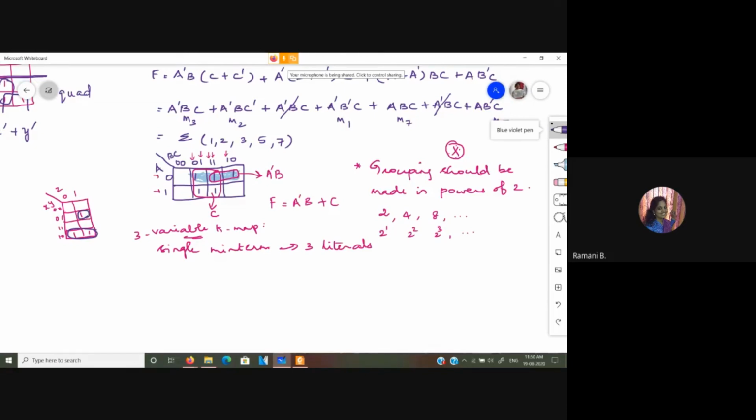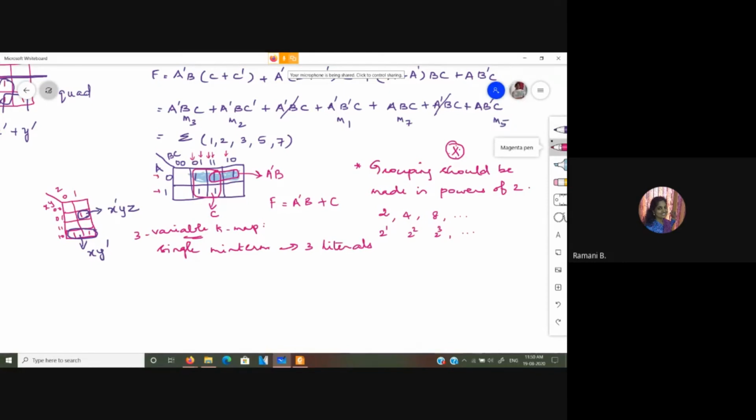Okay. So for this particular thing, your expression will be x bar yz, because x is equal to 0, y is equal to 1, and z is equal to 1. So that corresponds to x bar yz. Here z is varying in both of these, and the rest are constant, so it is x y bar. So if it is a single minterm, you will be having 3 literals as such.